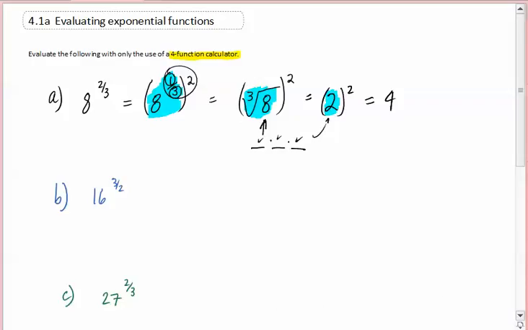Okay? Hi, Leonard. So let's take a look at this next one. We're going to take the 16 and we're going to write, my cat Leonard has come to say hello.